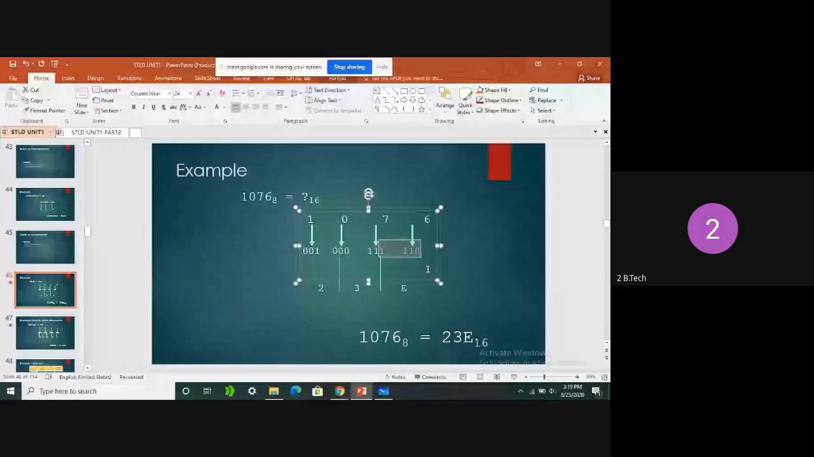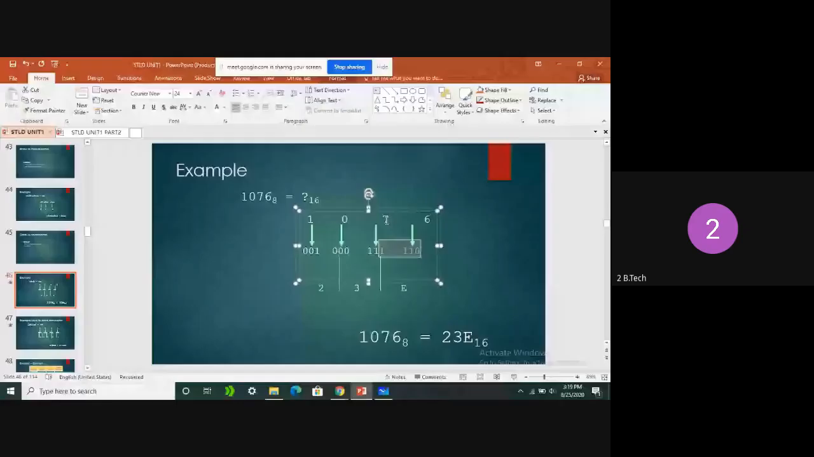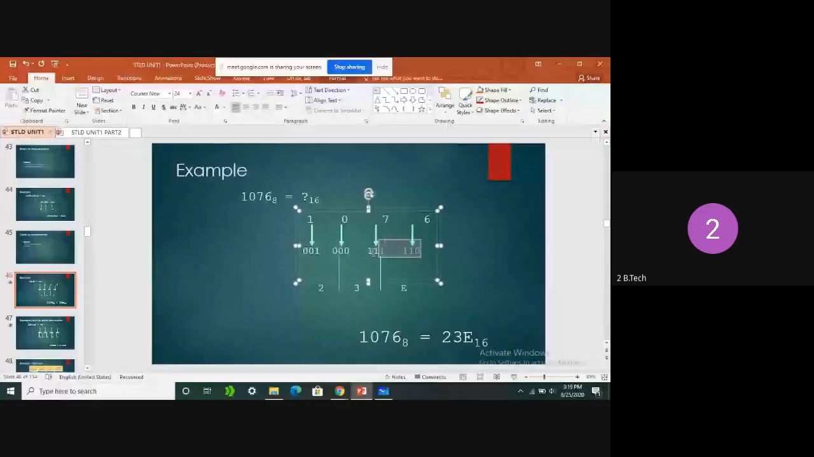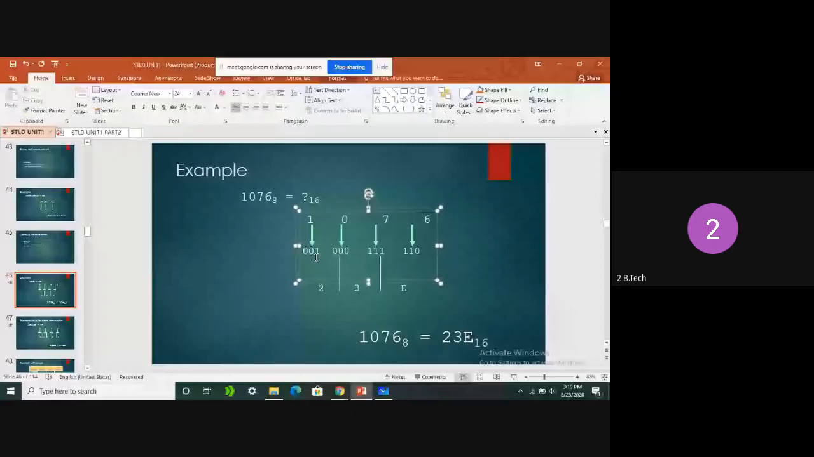Okay. While grouping 4 digits, we have only 3 digits so far. So for the next digit we go to the 7 representation. 7 we can group as 111. For 0 we represent 000. For 1 we represent 001. So while grouping into four values, these are the four values.